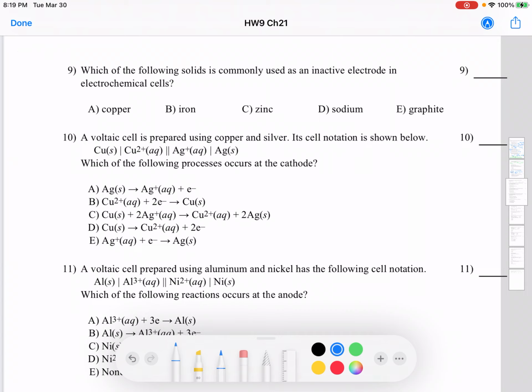Which of the following solids is commonly used as an inactive electrode in electrochemical cells? We talked about that in the lecture, so you can find out the answer.